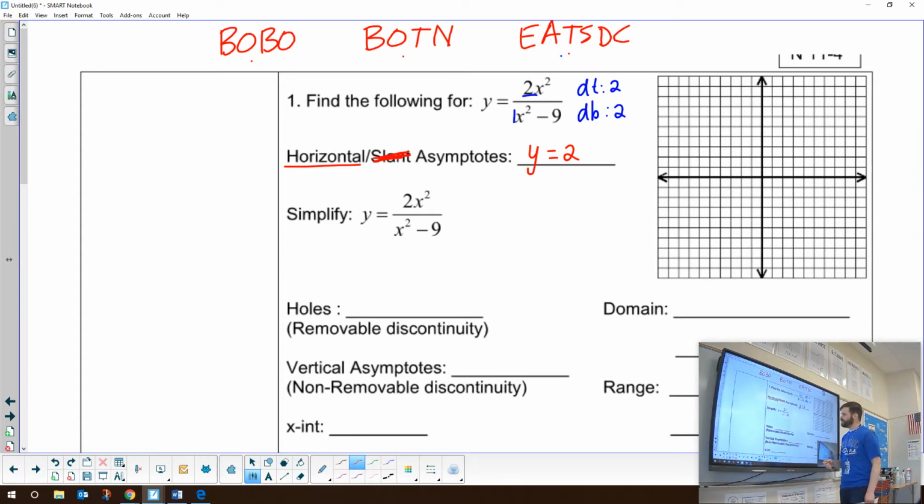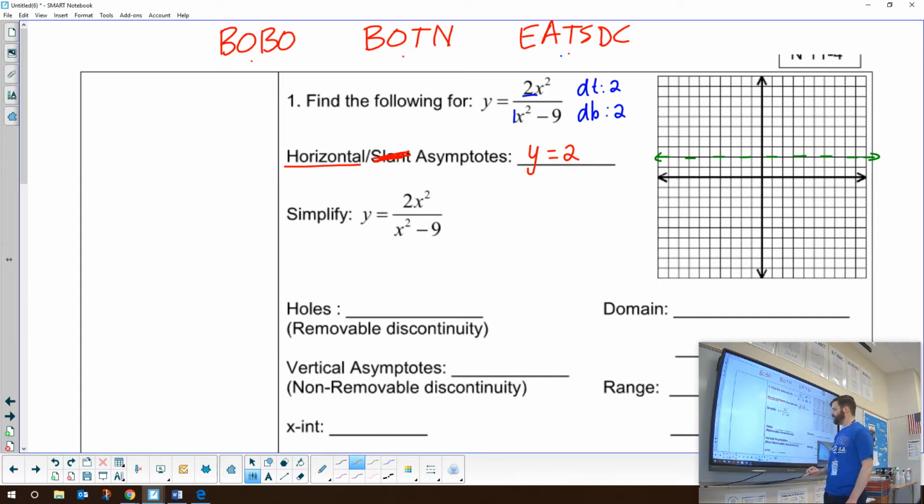So, first off, before I forget, let's go ahead and graph this first horizontal asymptote. So we're going to have a horizontal asymptote at y equals 2. That's my horizontal asymptote. Next, I'm going to simplify this.